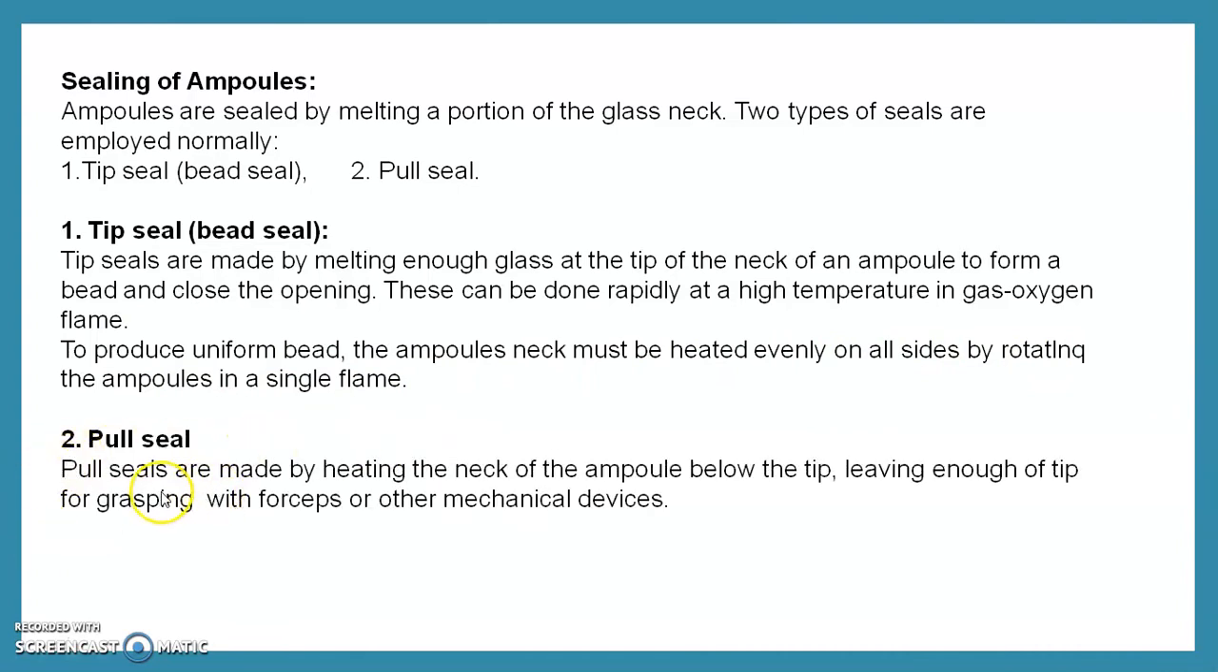Then the next is ampoule sealing. Pull sealing is done by heating the neck of the ampoule below the tip, leaving enough of the tip for grasping with the forceps, and then a mechanical device.